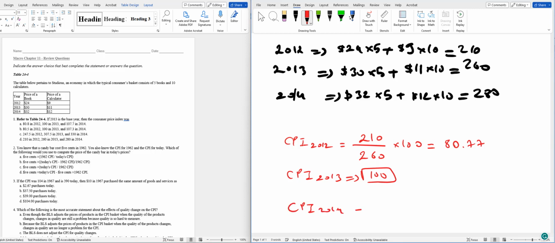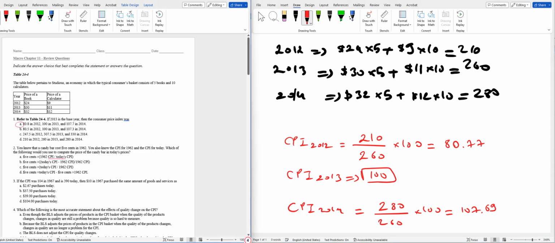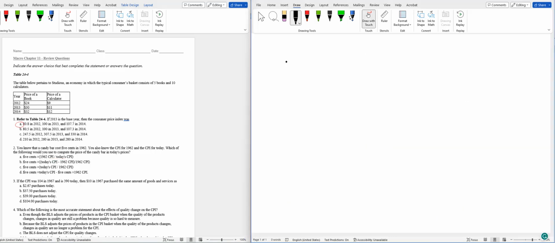CPI 2014 is equal to CPI in 14, 280 divided by base year times 100. In this case, it's 107.69. So given these results, the right answer is the first one, A, 80.8 in 2012, 100 in 2013, and 107.7 in 2014.